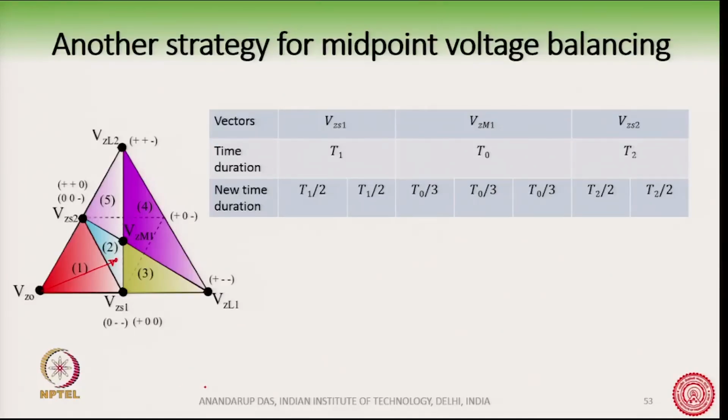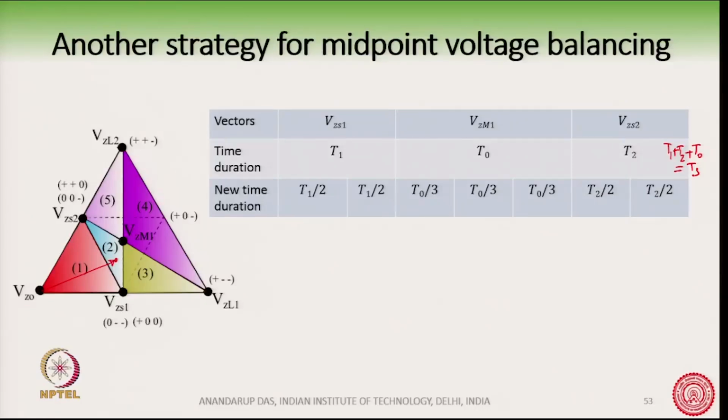So, when the reference vector is here in this place, what happens? We define that VzS1 is switched for T1 duration, VzM1 is switched for T0 duration, and VzS2 is switched for T2 duration. So, we know that T1 plus T2 plus T0 is equal to Ts, the total time period.